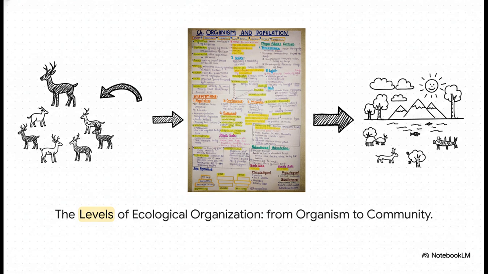Whoa, okay. I know this looks like a lot, but the idea here is actually super simple. Ecology is all about levels. Don't worry about reading every single word, just follow the logic. It all starts with one organism. A group of those organisms makes up a population. Then, when you get a bunch of different populations interacting, you have a community. It's how nature builds complexity from the ground up.